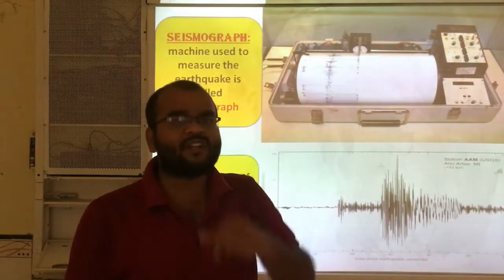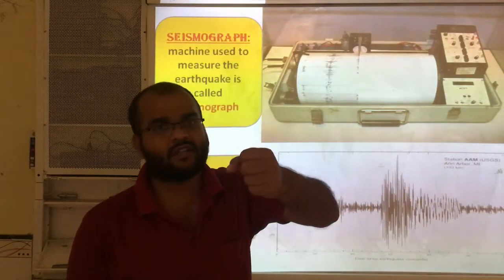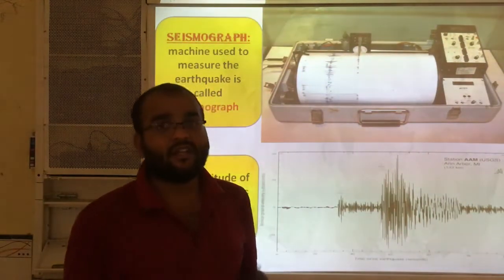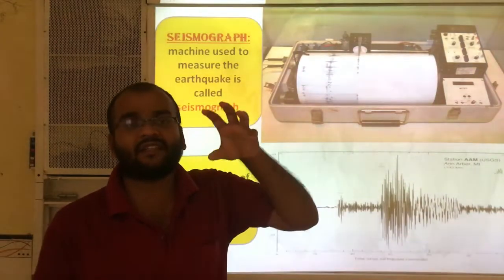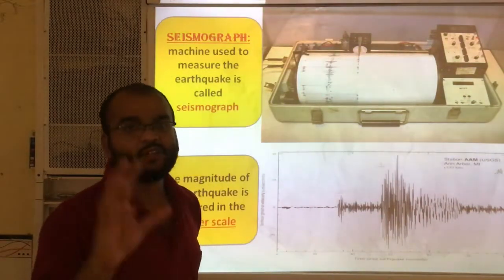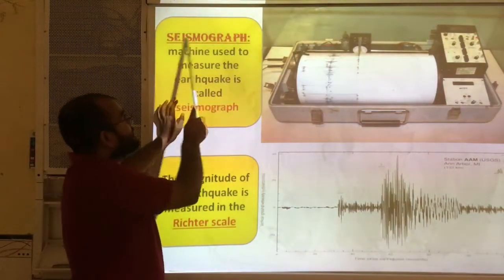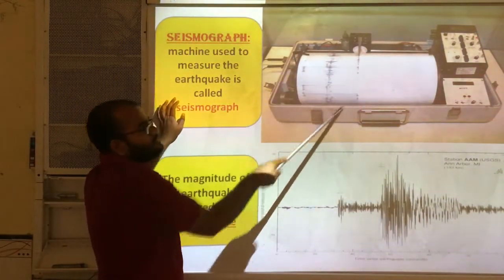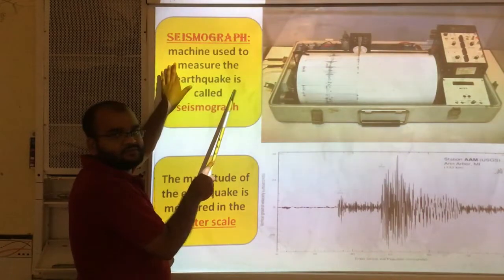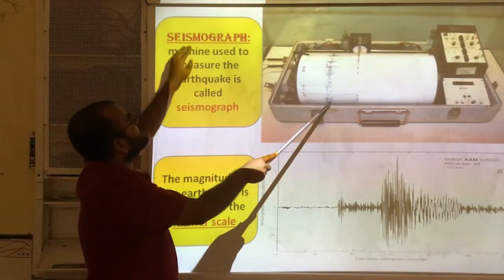For everything, measurement will be there. In order to measure the weight, we will use the balance. In order to measure the length, we will use scales. In the same way, how to measure the intensity of this earthquake? Which device is used to measure the earthquake? See here, seismograph. Seismograph means a machine used to measure the earthquake.